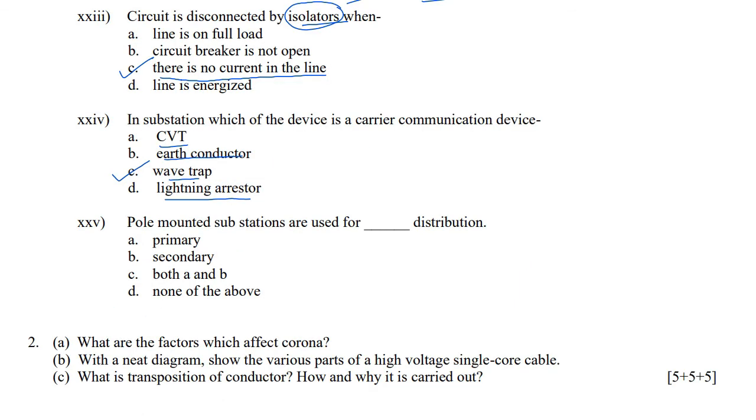Okay. Now the last question, that is question number 15. Pole mounted substations are used for dash distribution. Okay, pole mounted substations are, we know, basically used in the secondary distribution part, means where the household consumers or small consumers or low voltage consumers are basically getting supply. Okay, so option B, that is secondary distribution, is the correct answer here.